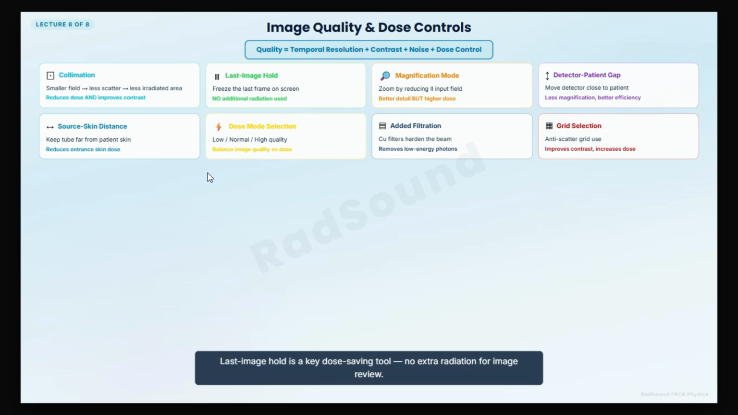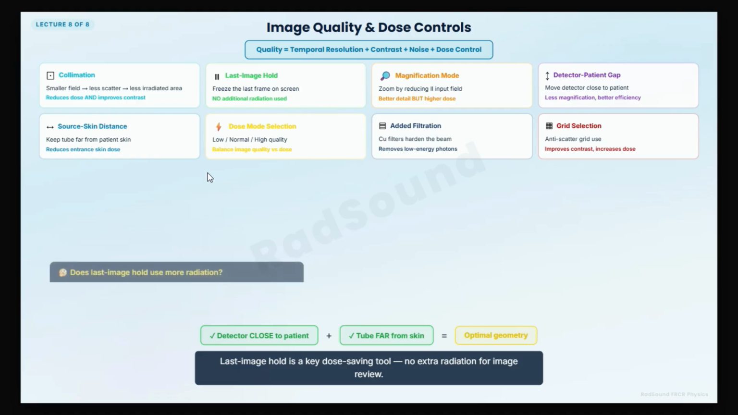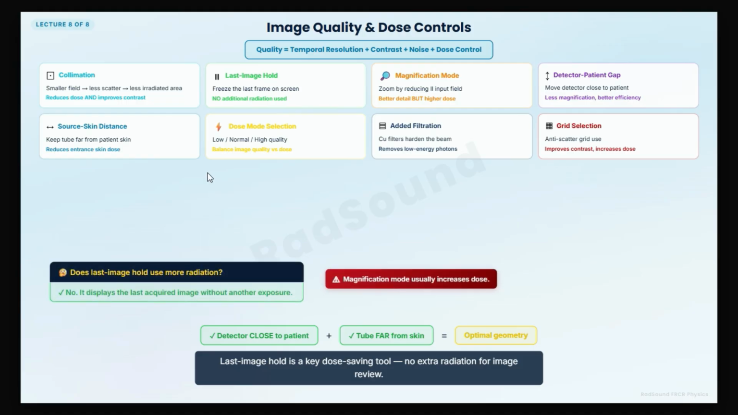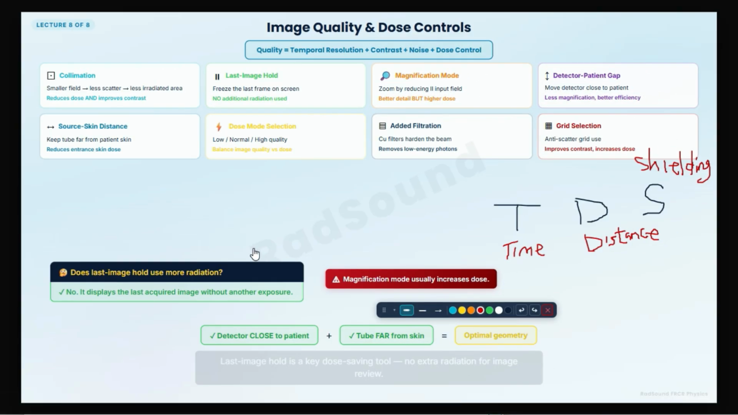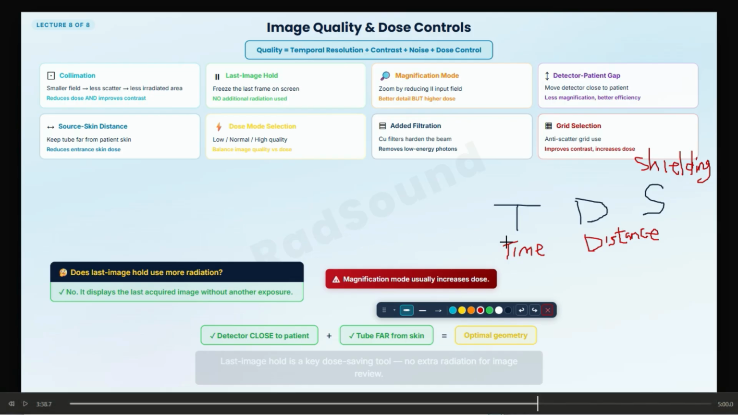So you are just monitoring everything. Image quality is very important. Sometimes you get better quality. Quality equals temporal resolution plus contrast plus noise plus dose control. So you have to control everything and take everything into perspective so that you get a better image. Does last image hold use more radiation? No, of course not, because it displays the last image without another exposure.